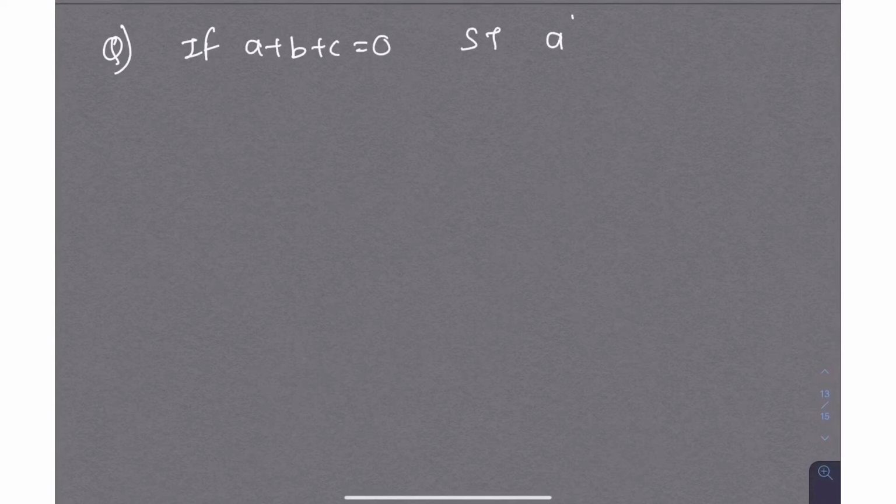The next question that we are going to solve is, now this is very important actually. This formula, or this proof, will be used as a formula for the next sums that we are going to solve. So the question is, if a plus b plus c is equals to 0, show that a cube plus b cube plus c cube is equals to 3abc.